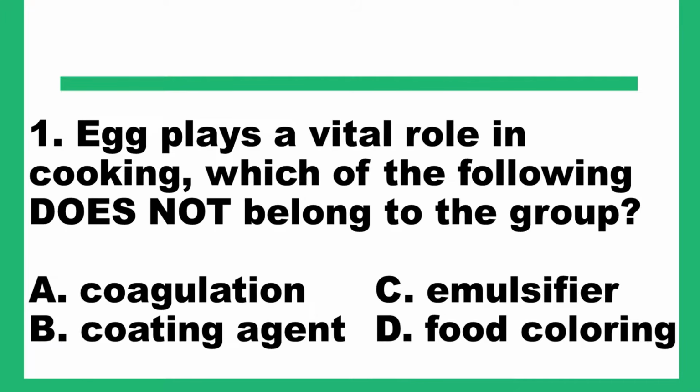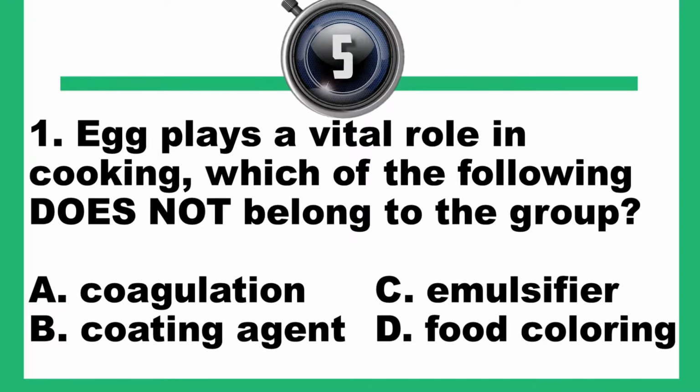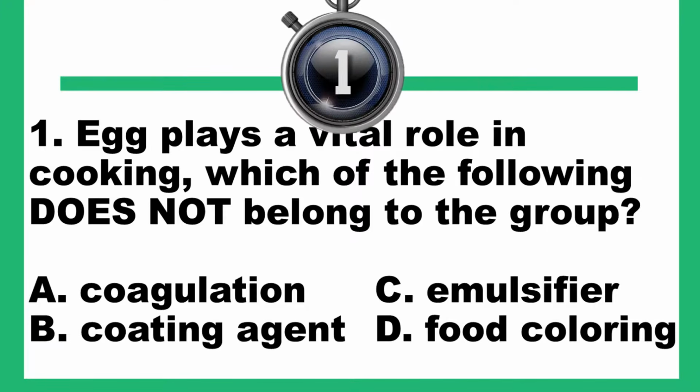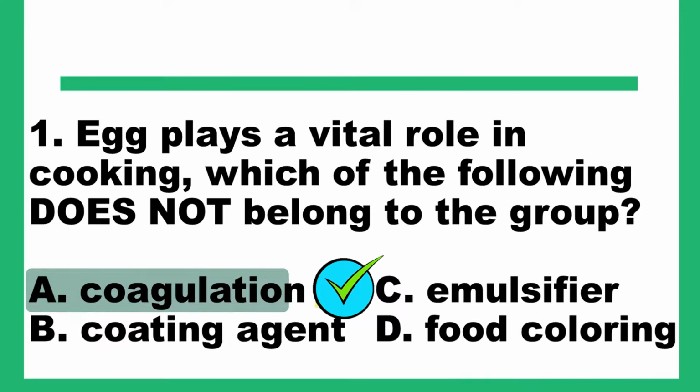Number 1. Egg plays a vital role in cooking. Which of the following does not belong to the group? Is it A. Coagulation, B. Coating agent, C. Emulsifier, or D. Food coloring? The answer is A. Coagulation.